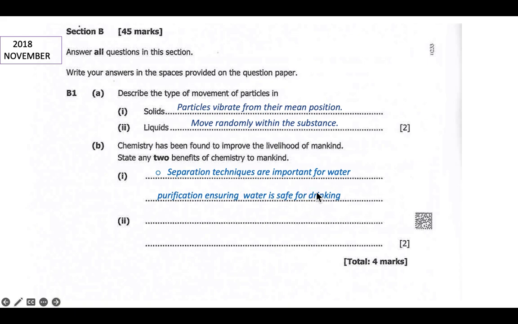The other benefit is the production of ammonium fertilizer, which helps in improving crop yield. If you look at chemical fertilizers when they are applied in the field, the crops will yield properly, and that will be an advantage, as human beings will have food from the crops. Those are the benefits of chemistry to mankind.